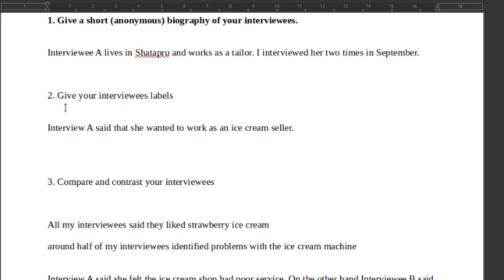Another thing to think about is maybe you want to give your interviewees labels so we can tell the difference between them. So you might want to say interviewee A, interviewee B, interviewee C, or you can do it 1, 2, 3, or however you like, as long as you don't give their names. That will help people to better understand the difference between them. So for example, interviewee A said she wanted to work as an ice cream seller. So you're just letting people know there's a difference.